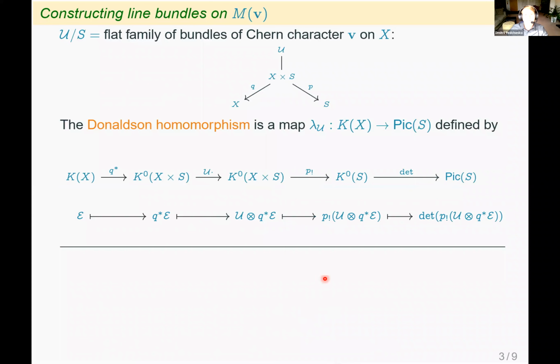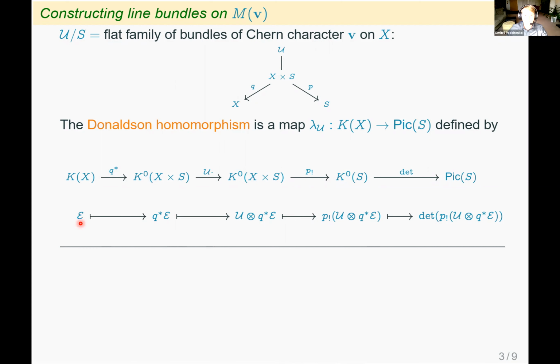On the next slide, I want to talk about the main tool for constructing line bundles on the moduli space. This goes under the name of the Donaldson homomorphism. And this Donaldson homomorphism is done like this. Suppose you have a flat family of bundles of some fixed character on your variety X. In other words, you just have a vector bundle on the product X cross S. Then you can start with the K group and produce an element in the Picard group of the base space S via the following pull, push, or Fourier-Mukai type procedure.